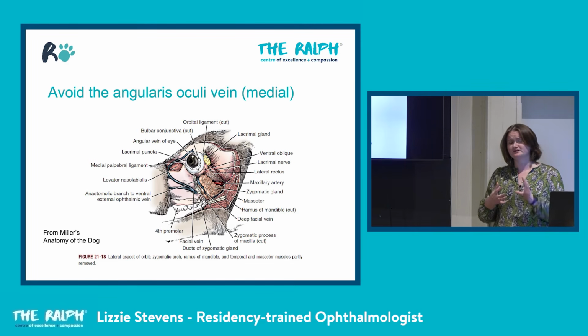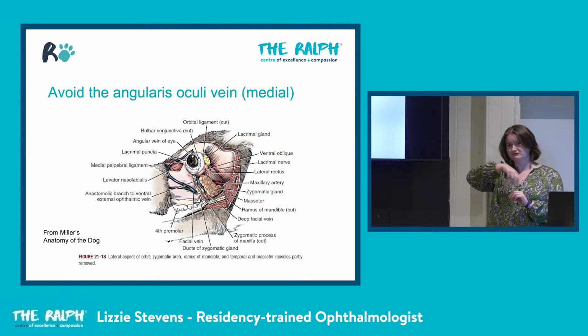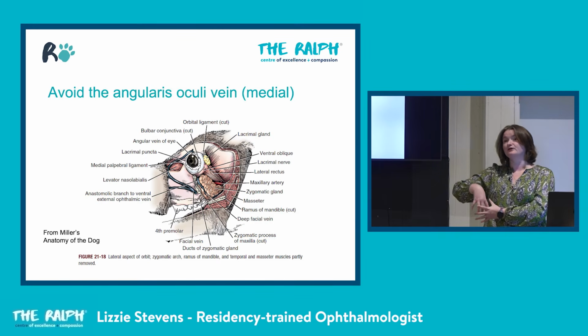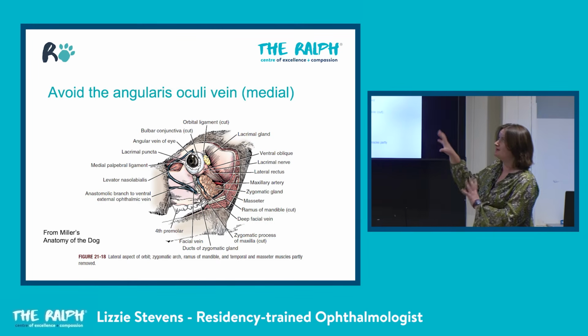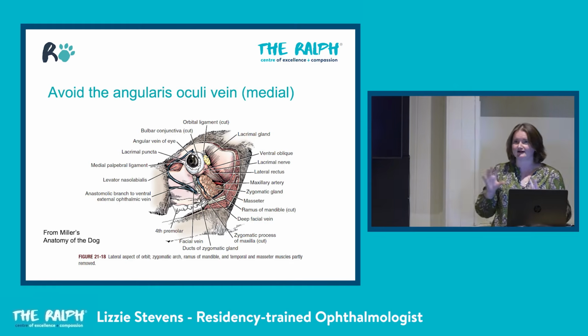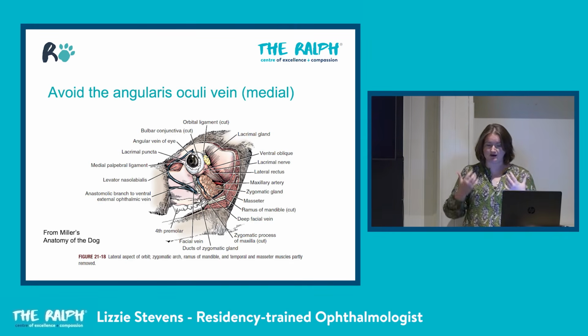And so I would always advise to be a little bit careful when you're doing your blunt dissection around the medial canthus, and to try and stick not to the orbit, keep away from the orbital rim, and stick as close to the actual eyeball itself. And then hopefully you'll avoid this structure and avoid that scary moment where all that blood comes pooling up towards you.